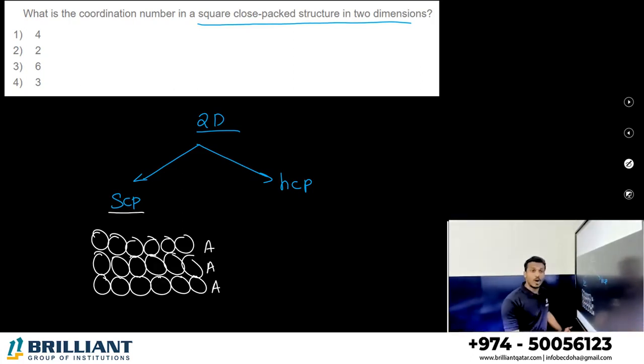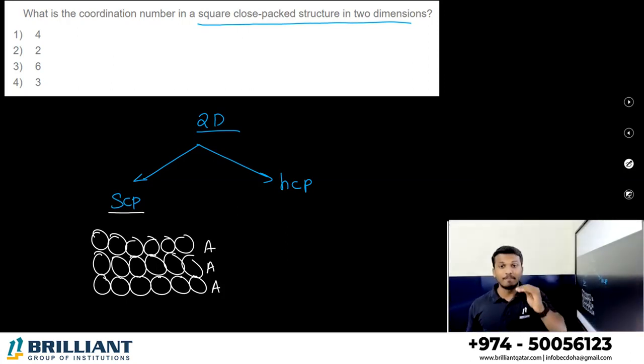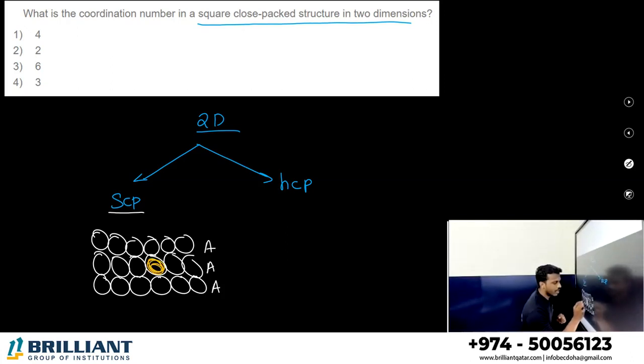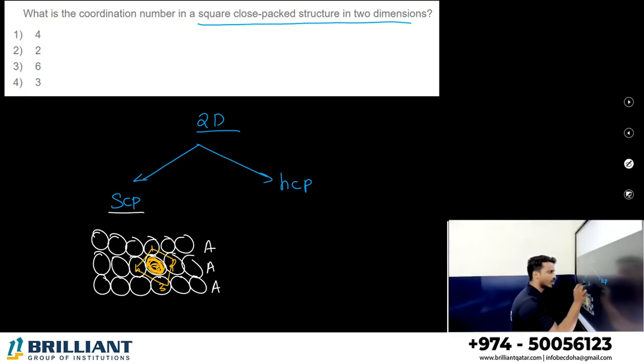How to find out the coordination number? Coordination number is nothing but the number of touching spheres. If you consider any inner sphere, it is directly touched with how many spheres? 1, 2, 3, 4, it's making a square, right? So what is the coordination number? 4. So in square closed packing, coordination number is 4.